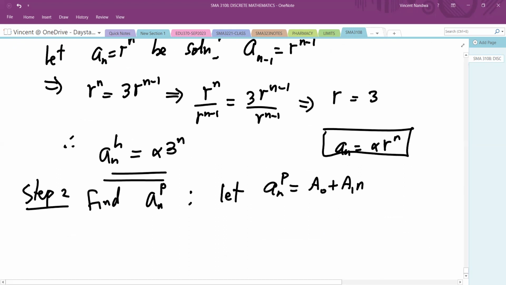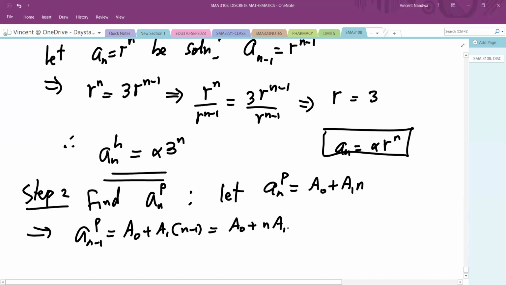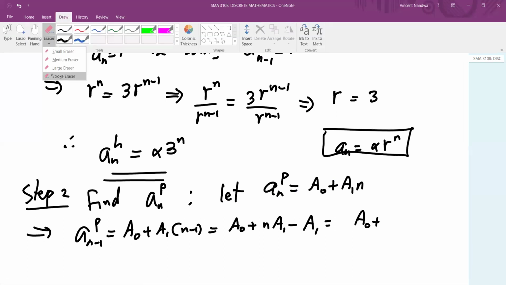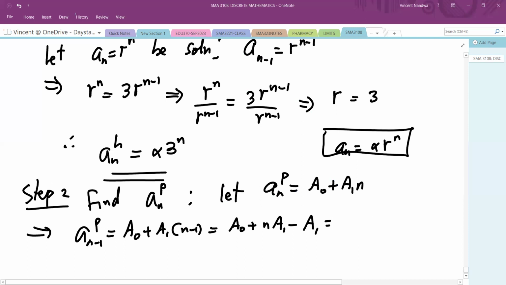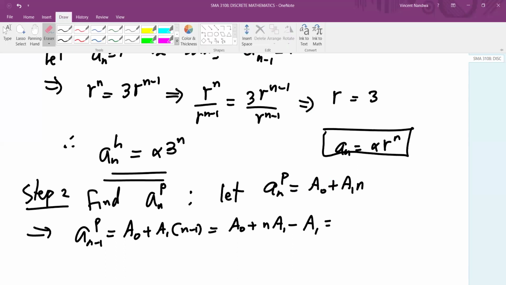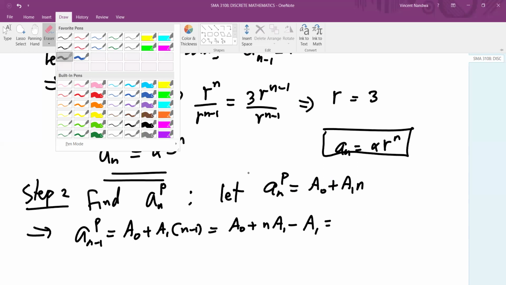So if an is this, then it means that an minus 1 will be a naught plus a1, but in place of n, we will put n minus 1. So which will be a naught plus n a1 minus a1, which is the same as a naught minus a1 and then a1 times n.